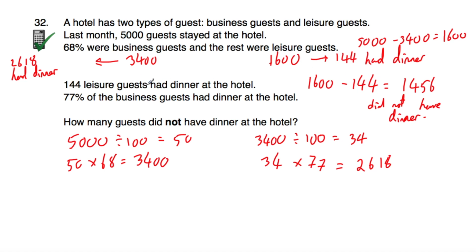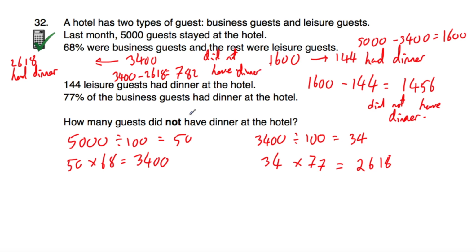And then if we go up to the business guests, we know there's 3,400 of them. 2,618 of them had dinner. So if we do 3,400 subtract 2,618, that'll tell us how many of the business guests did not have dinner. So 3,400 take away 2,618 is equal to 782. So 782 of the business guests did not have dinner at the hotel.